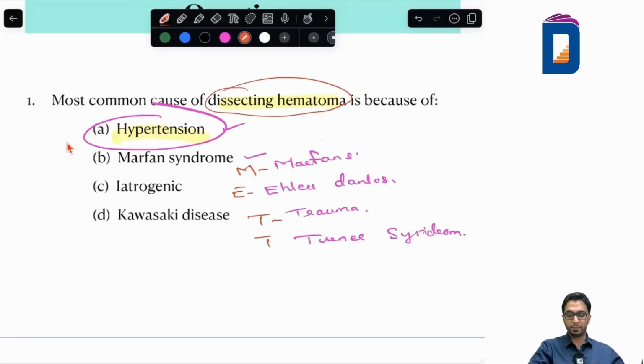We saw why it is happening in Marfan's. What is the cause? Medial degeneration. Ehlers-Danlos, why? Collagen problem. Trauma can naturally happen. Turner syndrome is again related to some genetic defects. Okay.